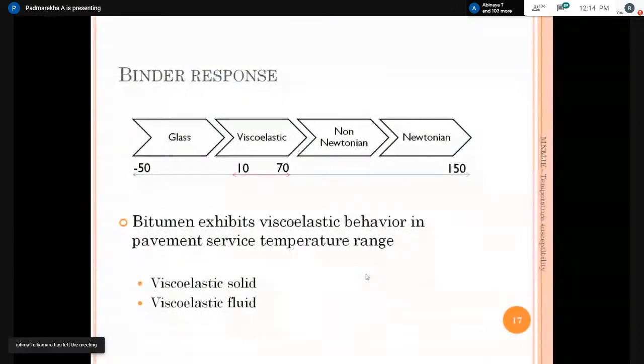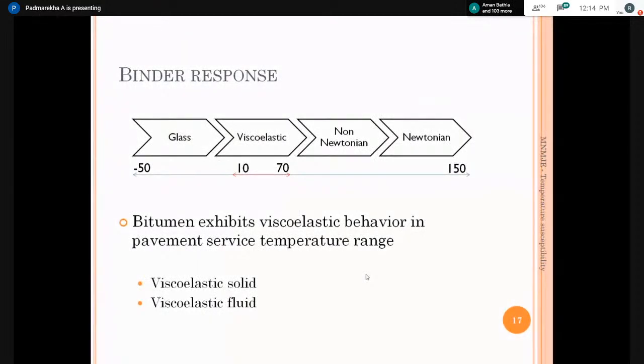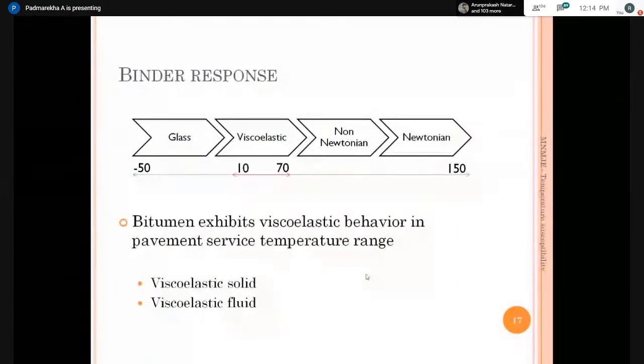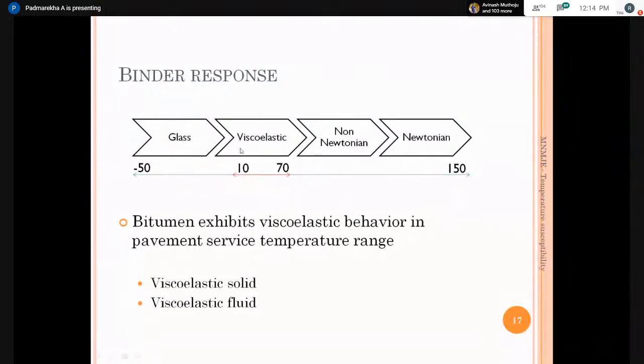So we have seen an overall picture of how the bitumen is temperature sensitive, and what we expect from a bitumen at different temperatures. We will now look into the rheology of the bitumen, the flow behavior of the bitumen over a wide range of temperature. For example, if you heat a bitumen all the way from minus 50 degrees Celsius to 150 degrees Celsius, at very low temperature, bitumen will behave like a glass kind of material, glassy behavior. As the temperature increases, behavior will vary from glass to viscoelastic. On further increase in temperature, we see a non-Newtonian response. And then with further increase in temperature, we see a Newtonian response.